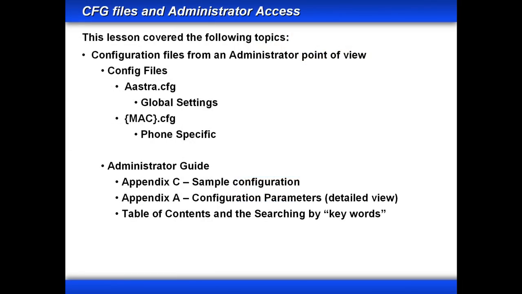In this lesson, we looked at the configuration files from an administrator point of view. We looked at the astra.config, which allowed us to set our global settings, and the mac.config, which allowed us to set parameters for a specific phone. I also showed you where to find the administrator guide and how to download it. Then, using the table of contents, we jumped to Appendix C. We spent a lot of time in Appendix C looking at sample configurations. Then I demonstrated the keyword search, where we looked up additional information on a specific parameter. This took us to Appendix A, where we saw detailed information and settings for each parameter.